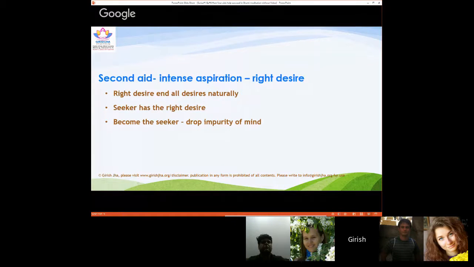And if you don't desire that peace and the happiness inside, forget about meditation.